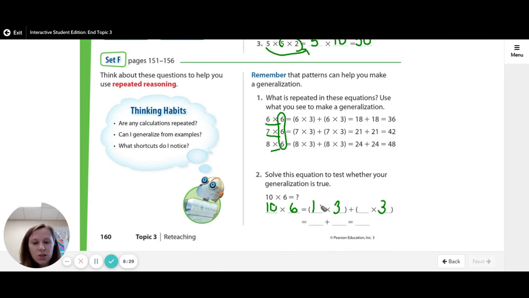Let's think about, is it just a repeated 3's facts? So I know 10 times 6 equals 10 times 3 plus 10 times 3. So to check, we can solve. 10 times 3 is 30. 10 times 3 is 30 again. So when I add these together, 30 plus 30 is 60. And I do know that 10 times 6 is 60. So that is true. When we're multiplying by 6, it's just like multiplying by 3 twice.